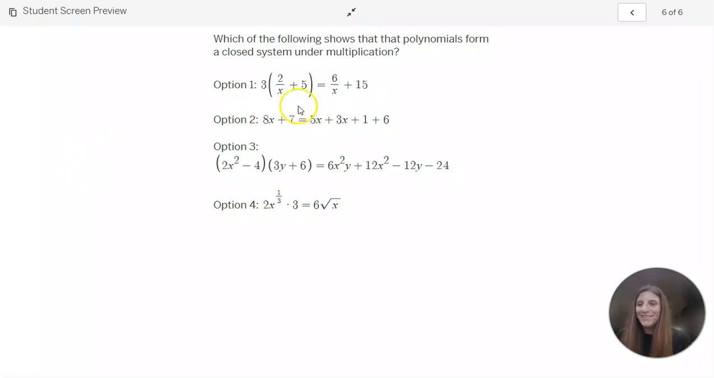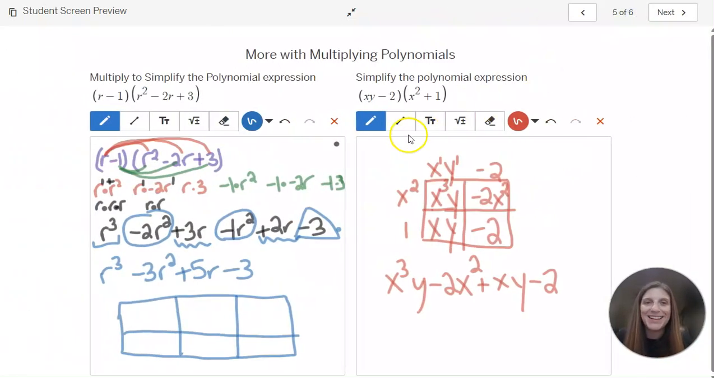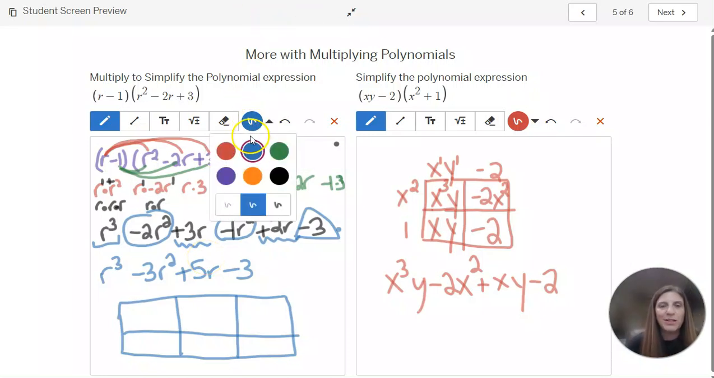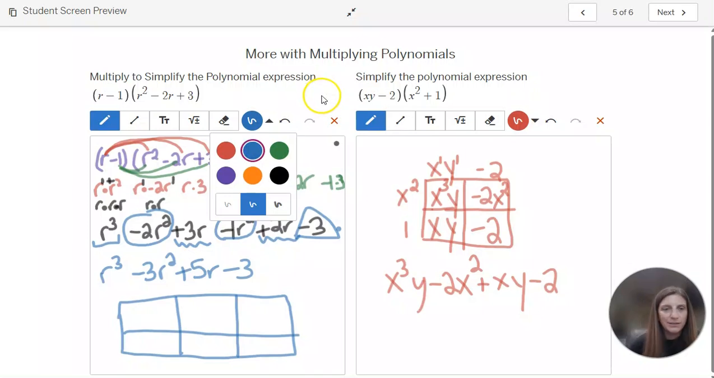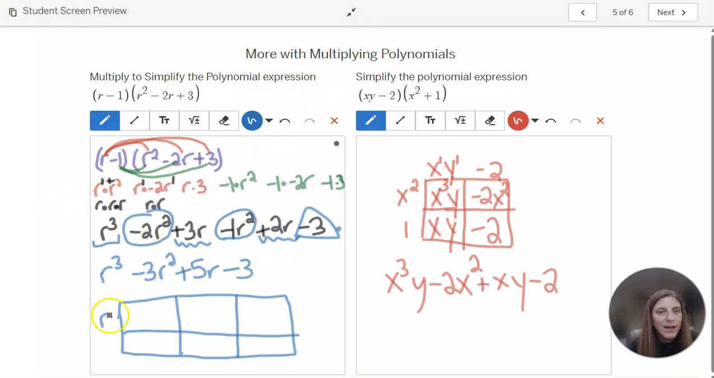Let me see. Oh, I got 4 minutes left. I'm going to go back and I'm going to show how to box multiply on this one. Let's just see if I have enough time. I don't know. It'll be a race against the clock. Can she do it? Mission impossible. Okay, so I have r and -1 on this side. And then I have r squared, -2r, and 3.